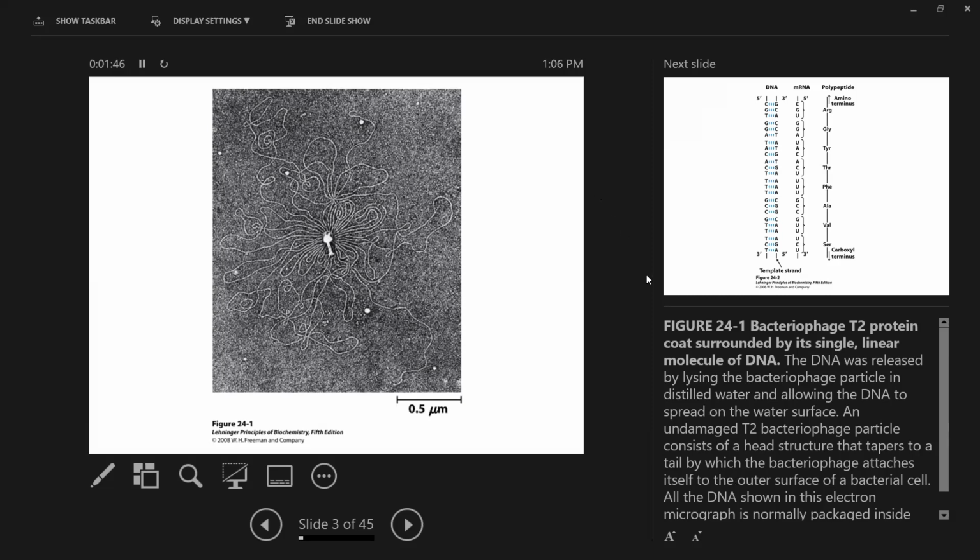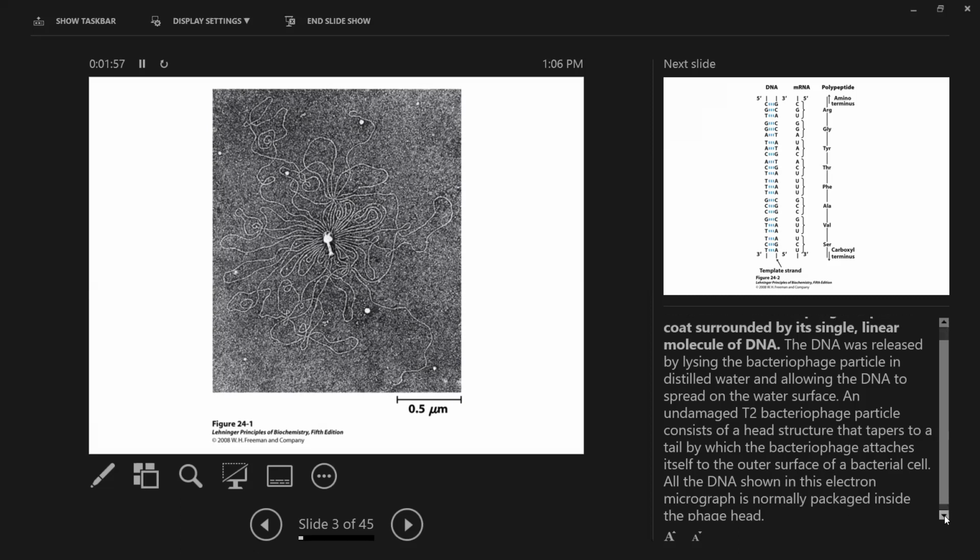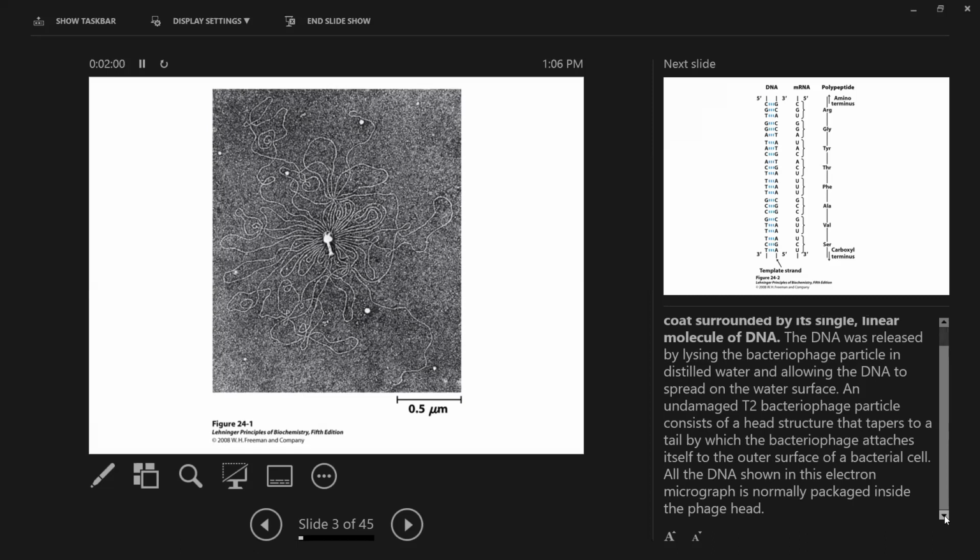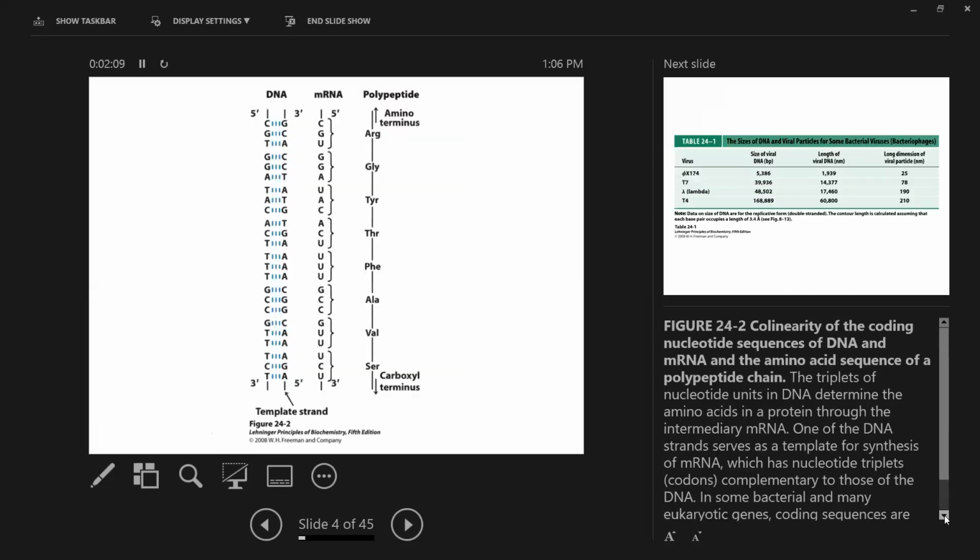And so the T2 phage particle has that capsid head structure, and then it attaches itself using the tail to the bacterial cell. And this shows the DNA that's normally packaged into that headpiece. So this shows you the collinearity of DNA that you get in bacteria.